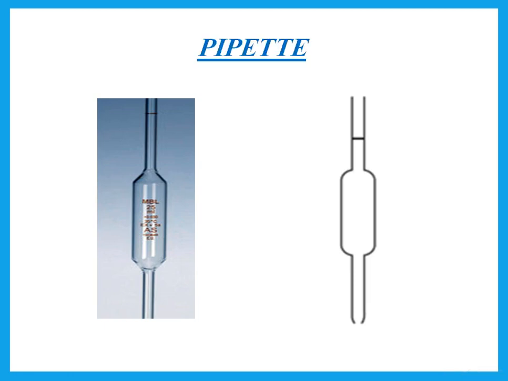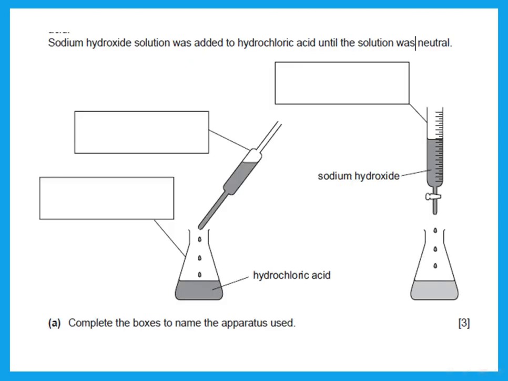Okay, what's this? This is a pipette. Remember that the pipette also measures volumes of liquids very accurately, but it measures only a specific volume. So for example, it will measure 25.0 and any multiples of that. So I can use it to measure 50 because I can use it twice, or I can use it to measure 75. So I can use it 3 times. But I cannot use it to measure anything in between. So I cannot use it to measure, for example, 30 centimeter cubed or 40 centimeter cubed because there are no graduations. Okay, so for example, in this kind of question, he says label these apparatus.